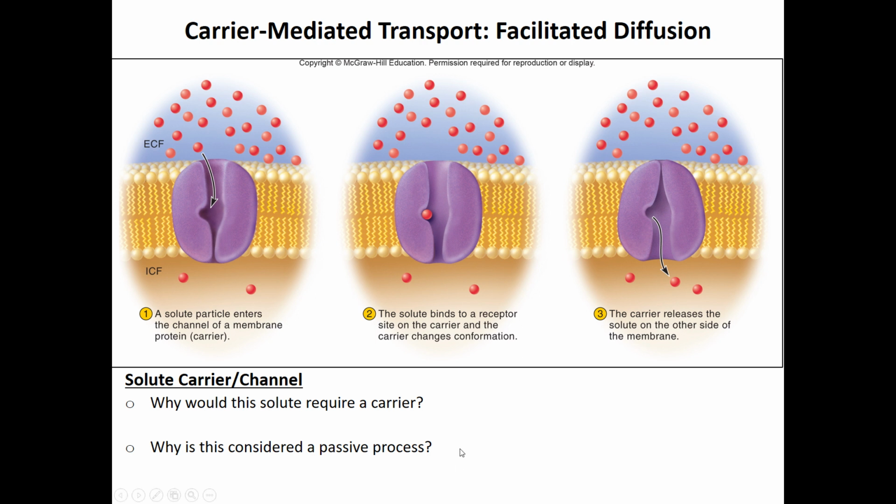The second is, why is this considered a passive process? Because diffusion is taking place, you have the solute itself moving down a concentration gradient from high to low concentration. This does not require ATP, so it is considered passive.